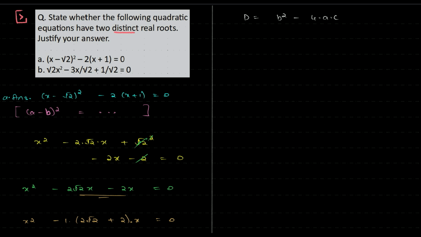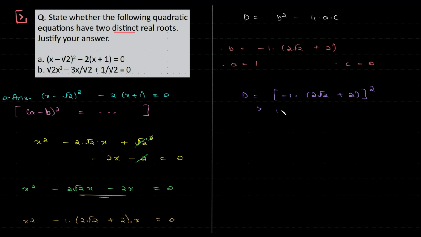And now on to figuring out the D value, which is b² − 4ac. In this case, what is b? b is equal to −(2√2 + 2), that is the coefficient of x. Then what is a? a is 1. And what is c? c is 0. It's no constant term, is it not? And then we have b², which is the square of −(2√2 + 2).